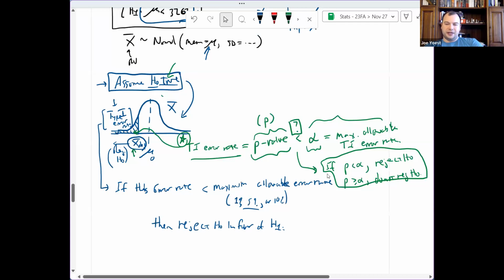And then our decision criterion is: if p is less than alpha, in other words, if the error rate that we would actually achieve is less than the maximum allowable error rate, then we reject H naught. Or if the error rate that we would actually see if we rejected under this sample is bigger than or equal to the maximum allowable error rate, that's too much error for us to accept. We're not going to reject H naught in that case.